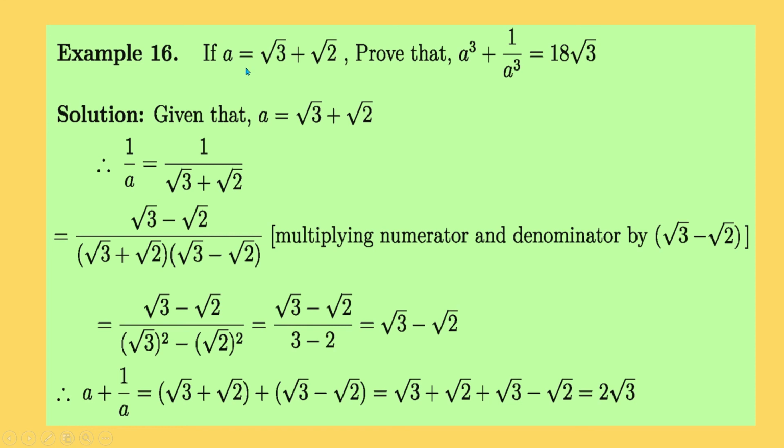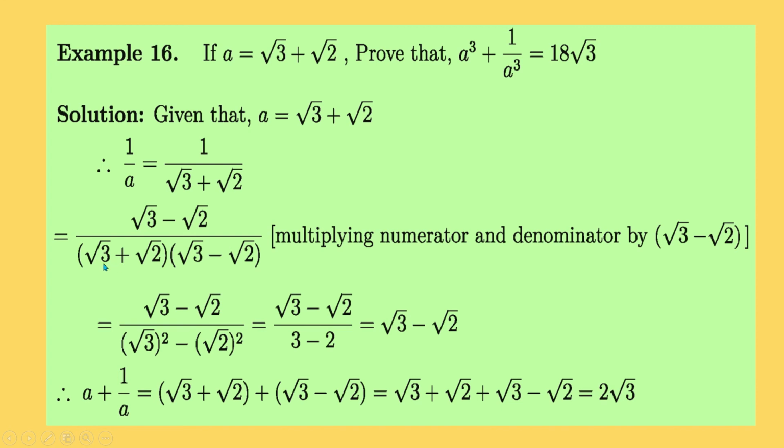Number 16, if a equal to root 3 plus root 2, prove that a cube plus 1 by a cube equal to 8 root 3. Important math. Here given a equal to root 3 plus root 2. Therefore 1 by a this equal to, we can write 1 divided by root 3 plus root 2, by invertendo. Okay, now multiplying both numerator and denominator by root 3 minus root 2.